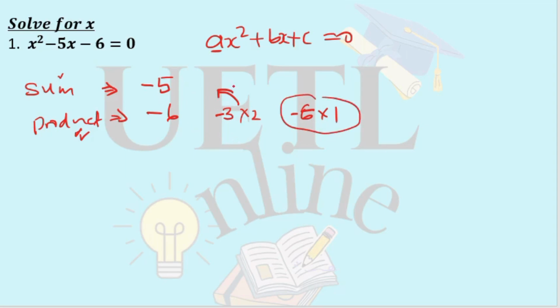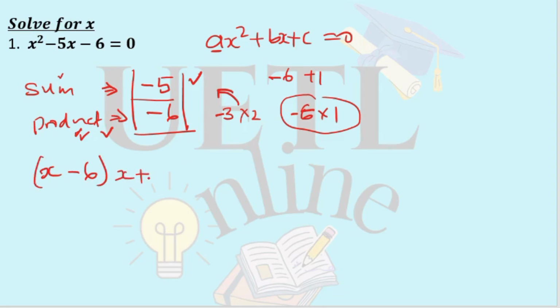This means that our sum is minus 6 plus 1, and here we get minus 6 times 1. You are just finding the numbers you can multiply to get this product, and add to get this sum. In this case we found minus 6 and 1. Now what you have to do is write x minus 6 and x plus 1, then it equals 0.